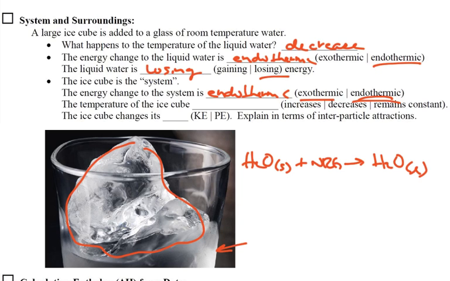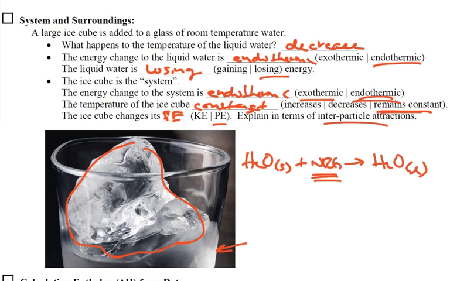And the temperature of the ice cube actually doesn't change at all, because remember from our heating curve, we know that as something melts or boils, the temperature stays constant during that process. So it stays at 0 degrees until it's all melted. But the ice cube is changing, it is gaining energy, and it's gaining energy in terms of potential energy. So it's a potential energy change.